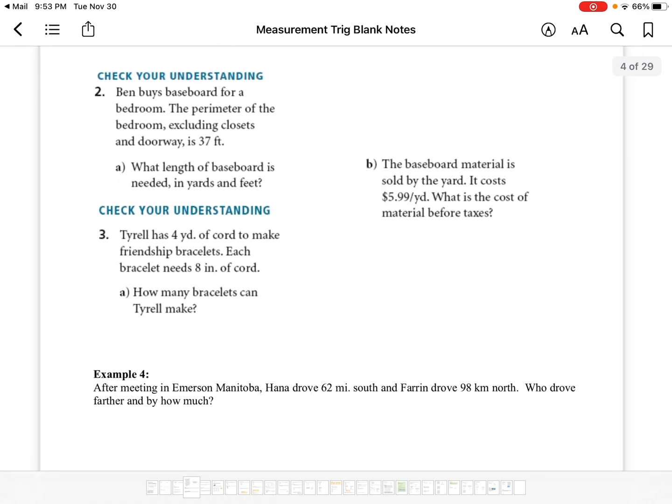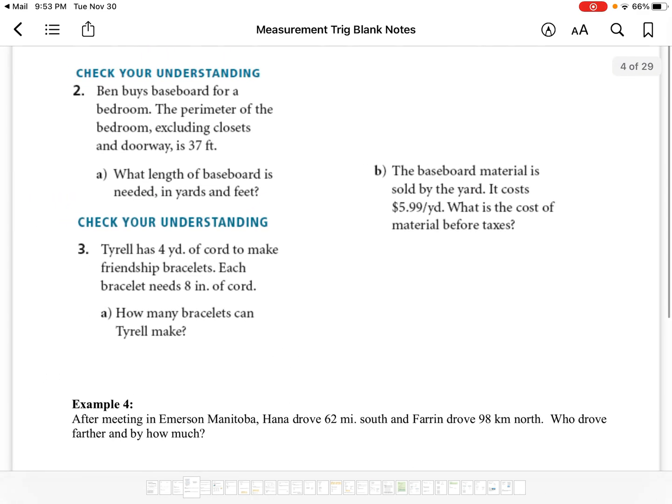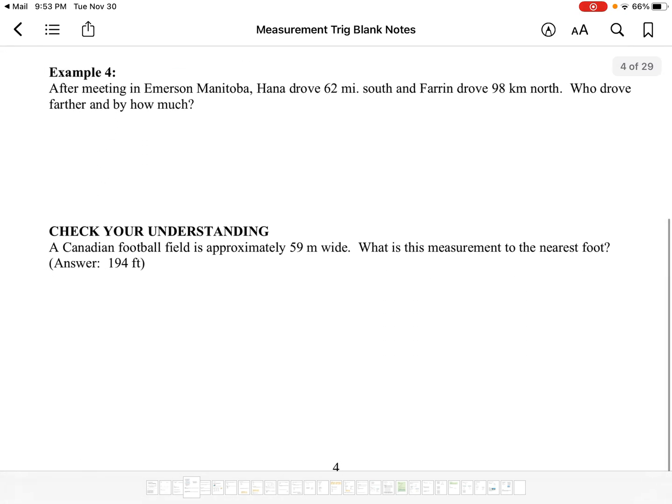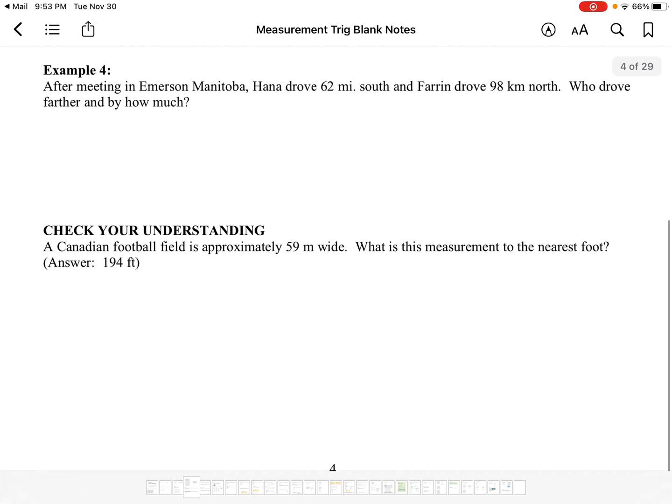So I am going to get you guys to try these 2 questions next. And we're going to talk about a few more, and then that should be it for today.